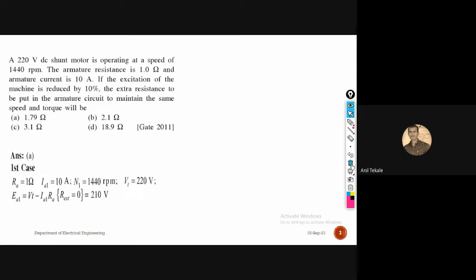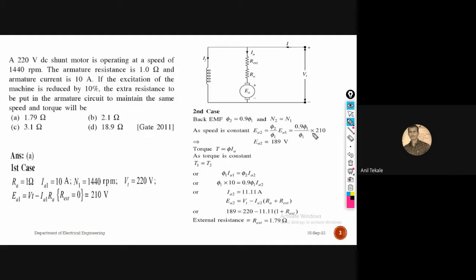First case. Armature resistance given is 1 ohm, armature current 10, speed 1440, voltage 220. From that we will calculate the back EMF: Vt minus Ia1 Ra, that is 220 minus Ia1 Ra. This time we have considered external resistance as 0. So from that we got 210 volt. In the first case we have got 210 volt as the back EMF.